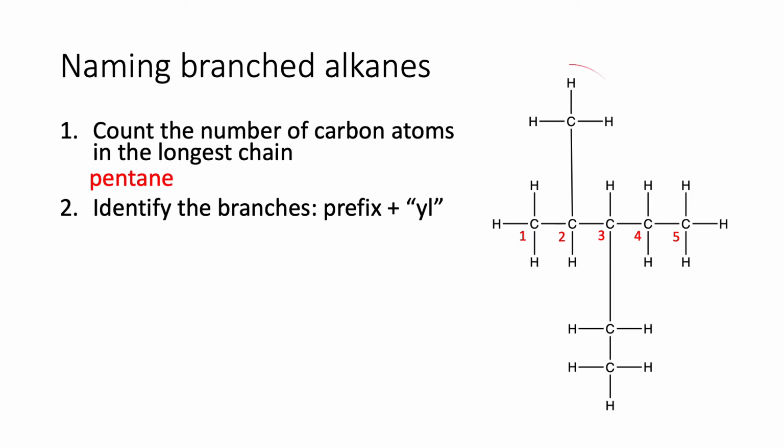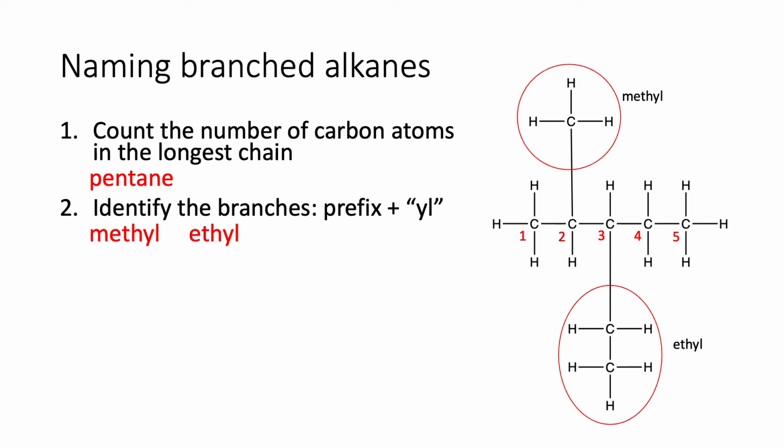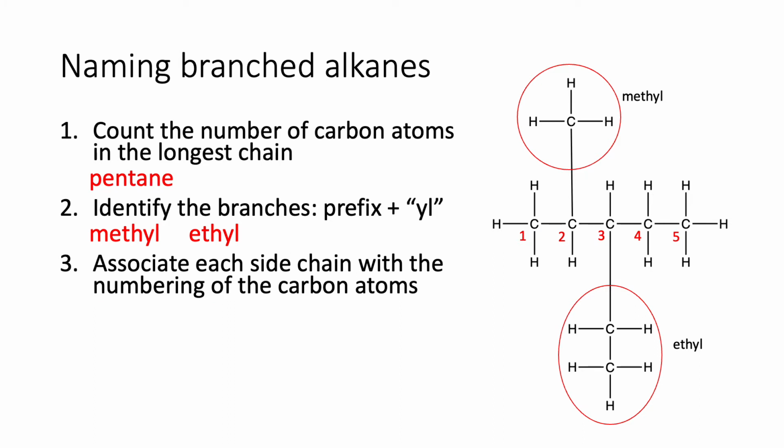We have two branches. The first one has one carbon atom, so it's a methyl group. The second one has two carbon atoms. It's an ethyl group. We have methyl and ethyl. We're now going to associate each branch with the number of the carbon atom in the chain that it is joined to. The methyl group becomes 2-methyl because it is attached to the second carbon atom. The ethyl is 3-ethyl because it's on the third carbon atom in the chain.